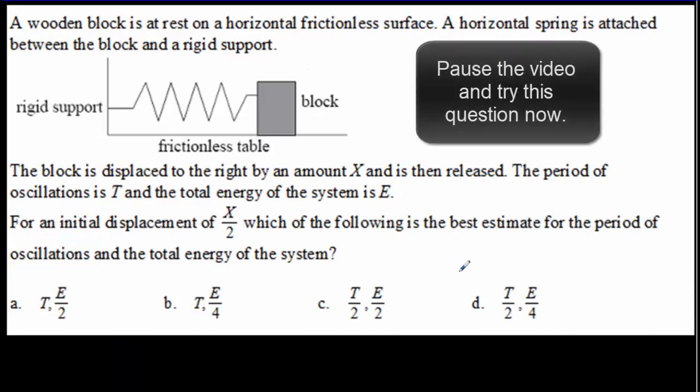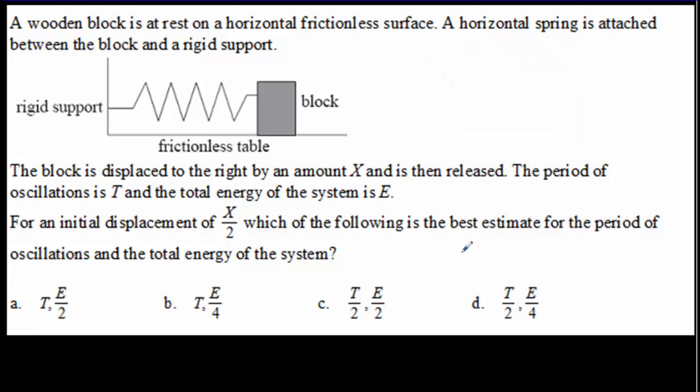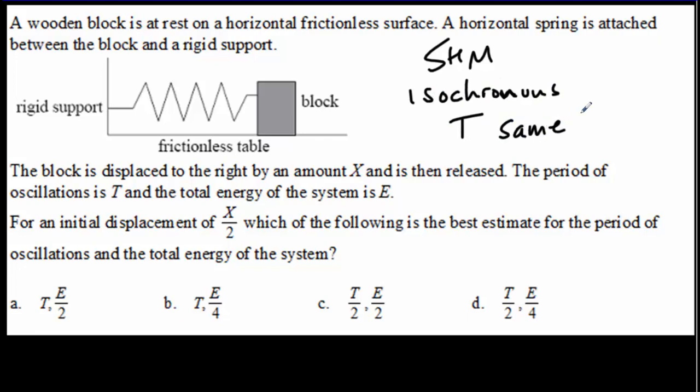Okay, a third IB multiple choice question. Pause the video, try the question, come back for the answer. First, let's look at the period. This is simple harmonic motion because it's a mass on a spring. And that means we're going to get isochronous oscillations, which means T has to be the same regardless of the amplitude. And that means we can eliminate choices C and D.